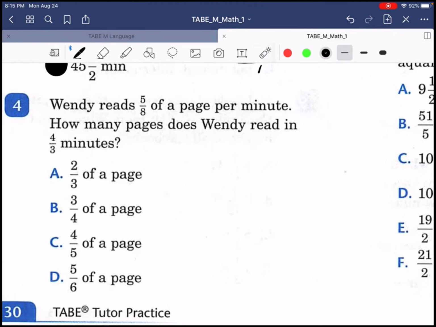Number 4. Wendy reads 5/8 of a page per minute. How many pages does Wendy read in 4/3 minutes? And there's that clue of 5/8 of. And we're going to let her do that 4/3 times. In this one we can cancel. Do you see which direction we can cancel? If you're doing it on the calculator, you don't have to worry about canceling. The calculator does that for you and reduces to lowest terms.